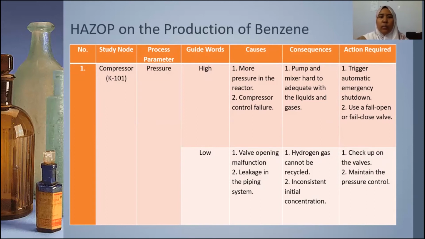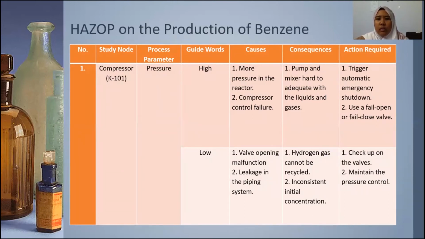For study node compressor K101, the process parameter is pressure. For high pressure, the causes can be more pressure in the reactor and also compression control failure. As for its consequences, the pump and mixer are hard to adequately handle the liquids and gases. And for the action required, it needs to trigger an automatic emergency shutdown and also use a fail open or fail close valve.